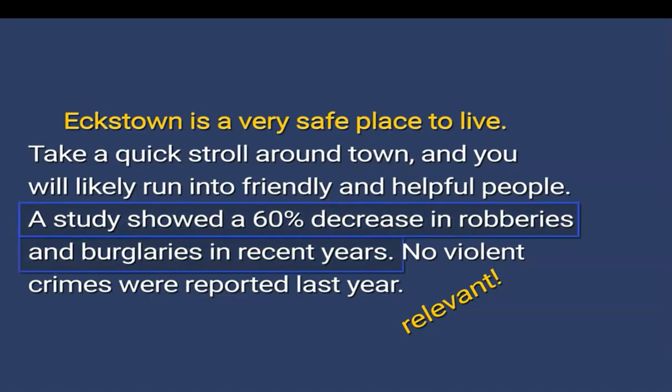There was a 60% reduction in crimes. That sounds good. Well, that's 60% of what number? If there were, say, 1,000 crimes before, 60% fewer than 1,000 is still a lot of crimes.